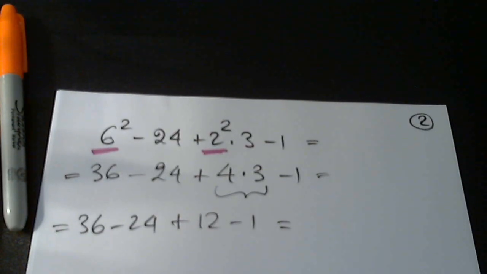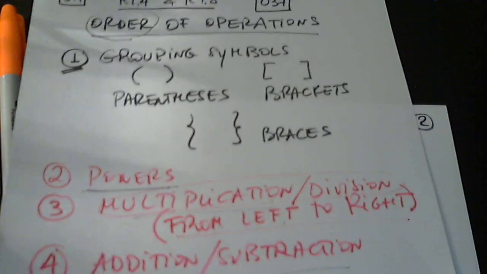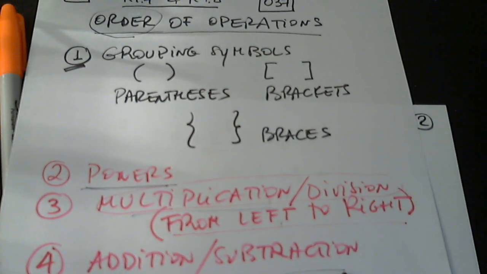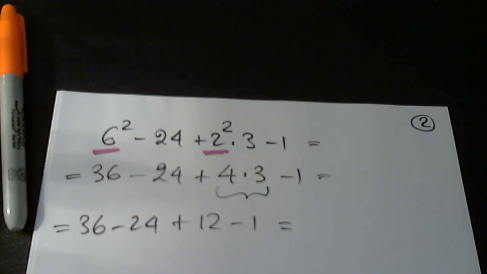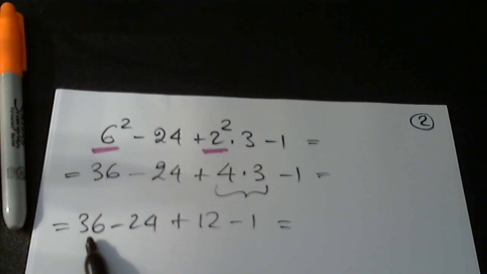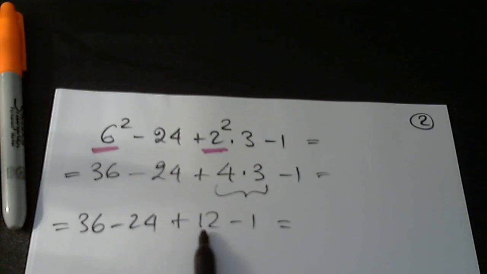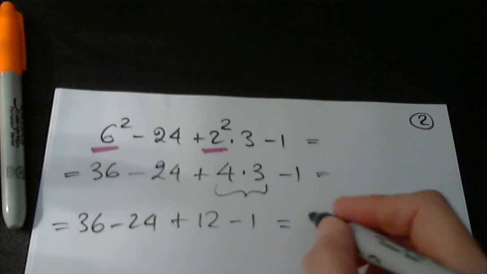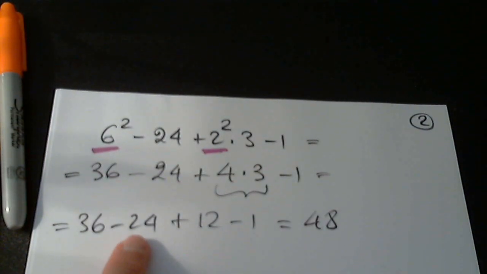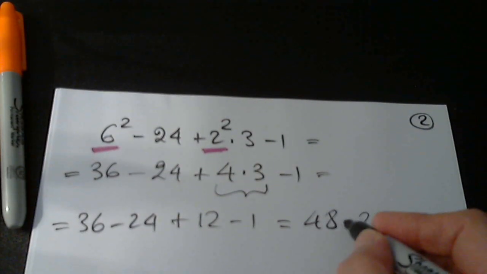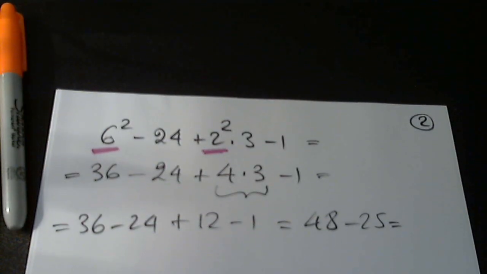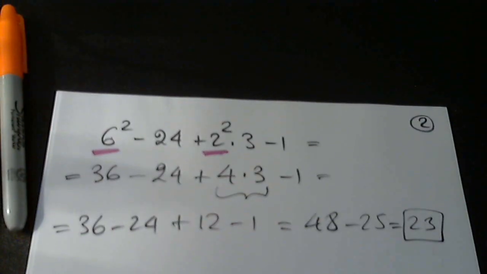Now, here's what I recommend. Notice that I did not say addition and subtraction from left to right. I did not. Okay? So, I will add the positives. 36 plus 12, that's 48. Negative 24 minus 1 is negative 25. 48 minus 25 is 23. And this is it. Any questions on this problem?